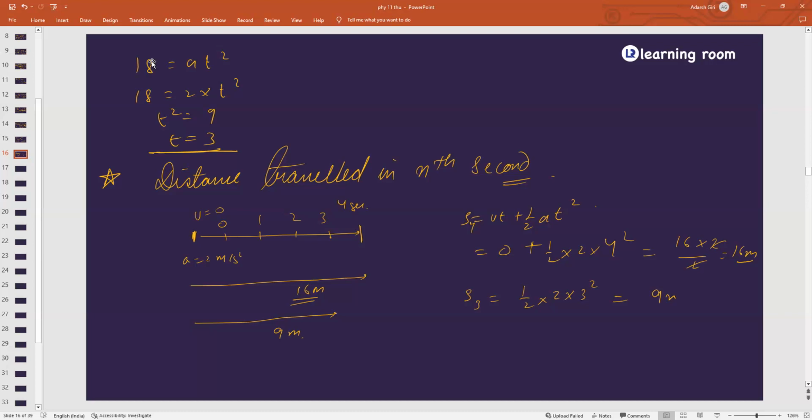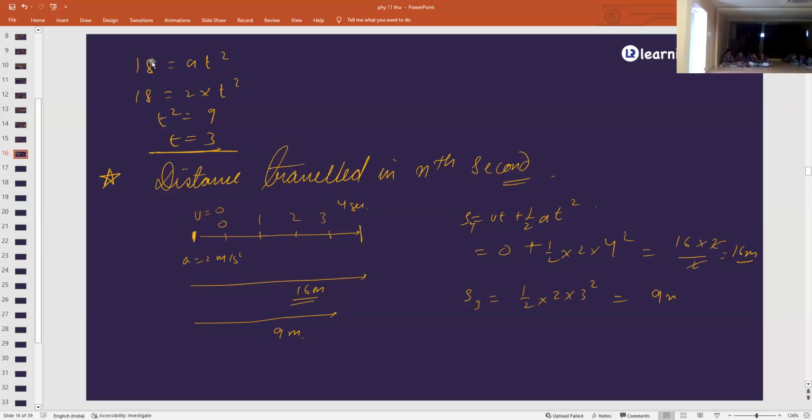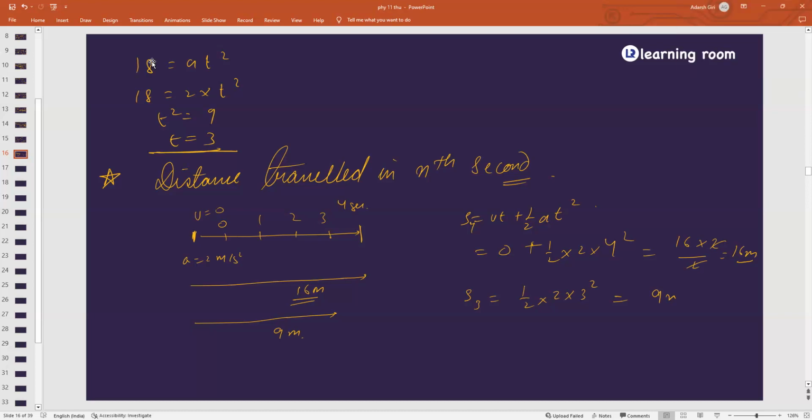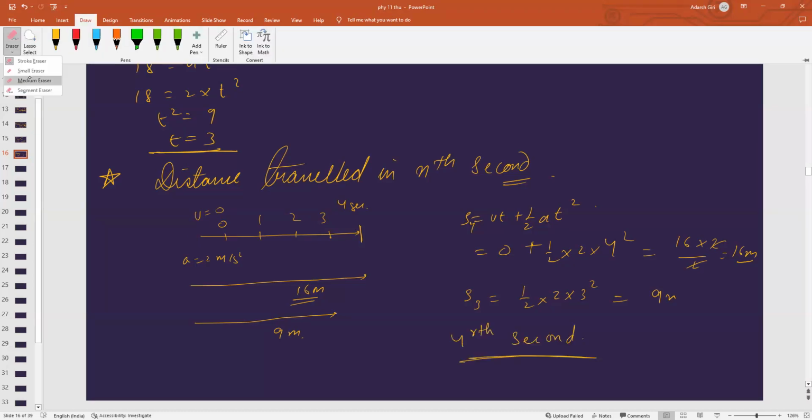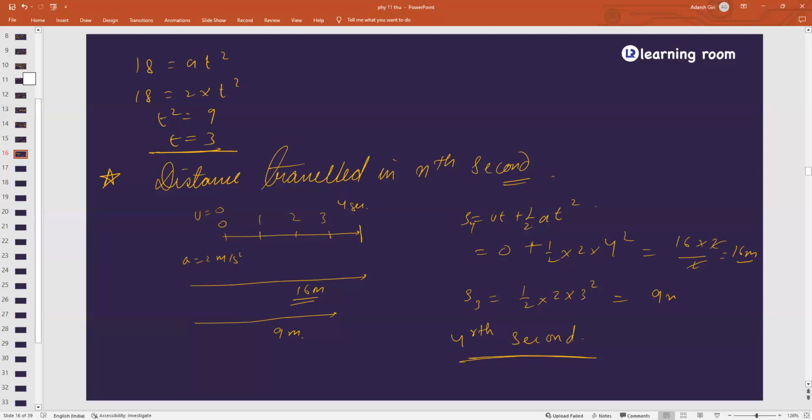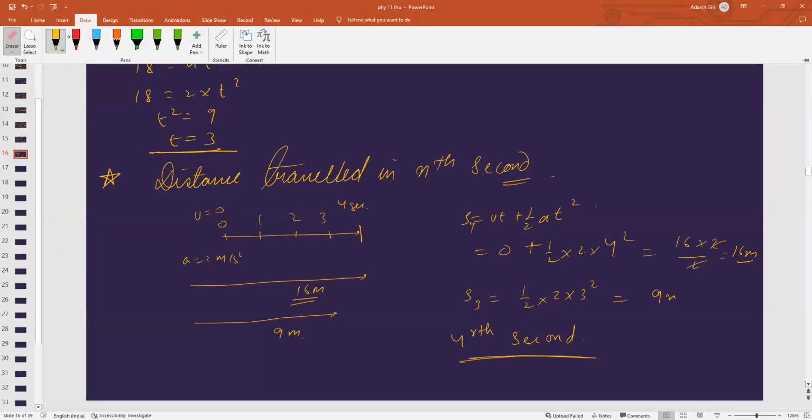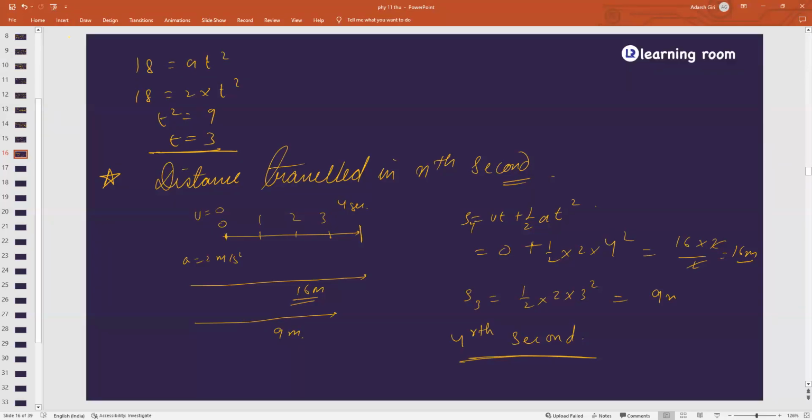Not 4 seconds, fourth second. So what is the fourth second? From 0 to 1, it is the first second. From 1 to 2, it is the second second. From 2 to 3, it is the third second. And from 3 to 4, it is the fourth second.